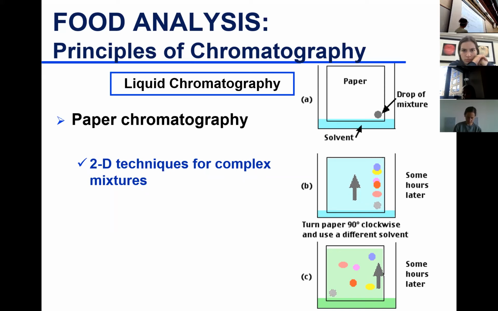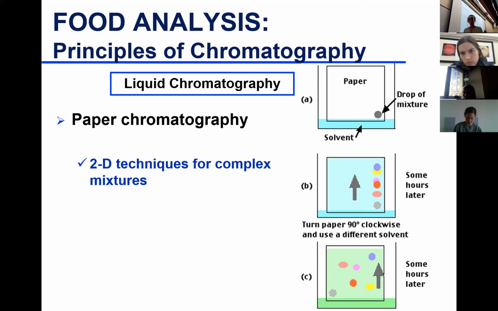What does it entail? So basically you start with your paper, it's impregnated with water, and then you put your spots and then you develop. Then you see spots that are not very well separated. So in your sample, you see some spots here, like this orange one with the purple or pink. They're not very separated, and the yellow and the purple are not very separated.